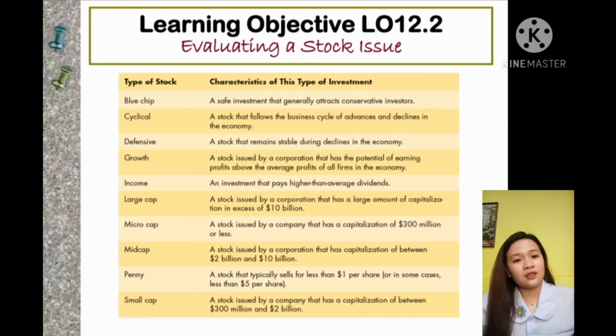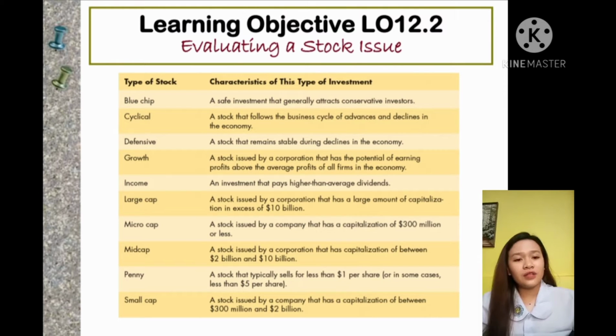The types of stocks are ten, which is first, blue chip, a safe investment that generally attracts conservative investors. Next is cyclical, that follows the business cycle kahit ang economy is mag-advance or mag-decline. Third is defensive, that's stock is nagre-remain na stable kahit yung economy ay mag-decline. Yung growth is it has a potential of earning profits na mas mataas pa sa average profits ng lahat ng company sa economy. Next is income, which is an investment that pays higher than the average ng mga dividends.